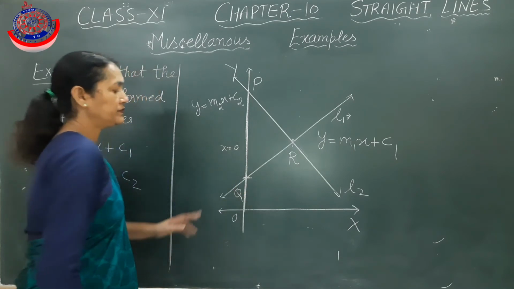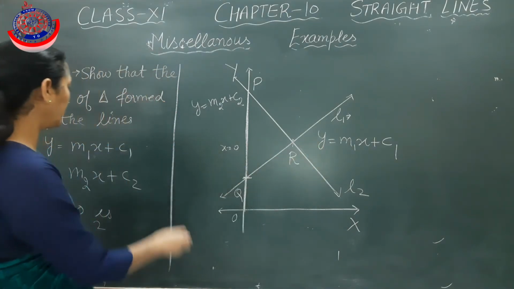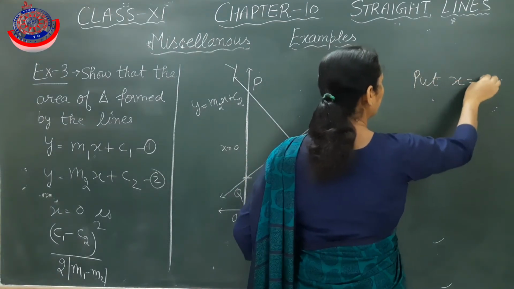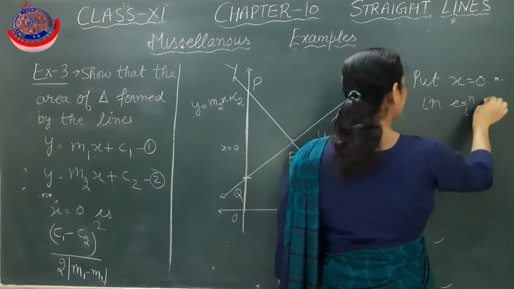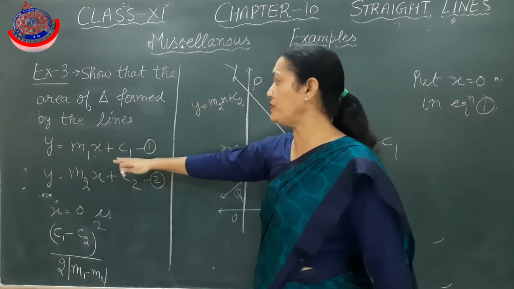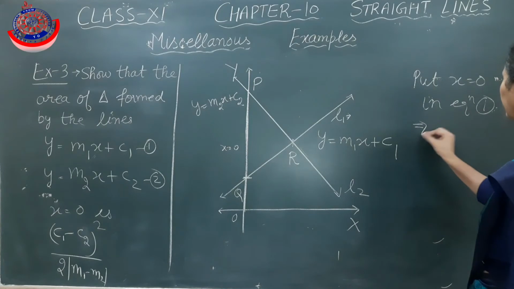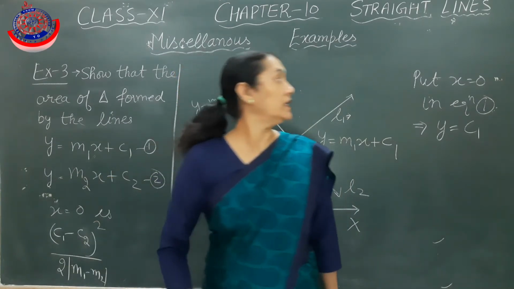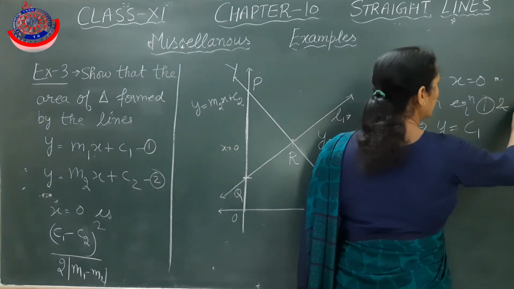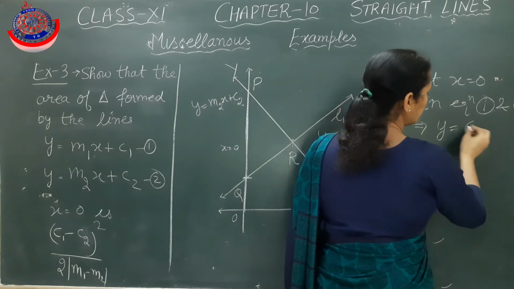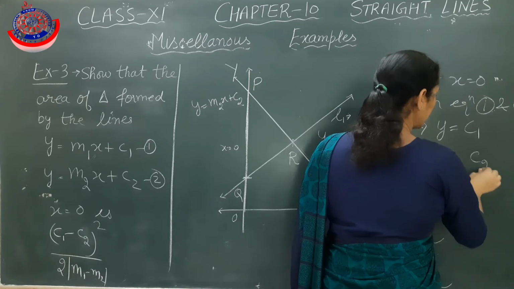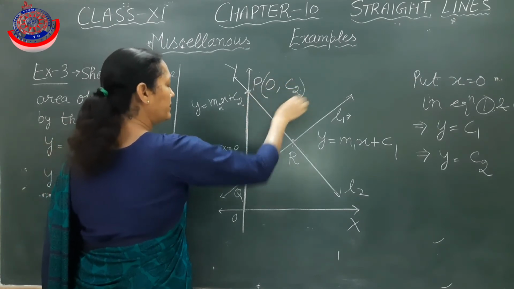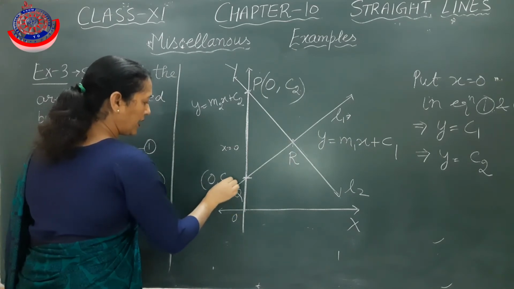Now, if we put x equal to 0 in the first equation and the second equation, if we put x equal to 0 in equation 1, we'll be getting y equals to c1. And if you put x equal to 0 in the second equation, we'll get y equals to c2. So we have got in the first case y is c1 and in the other case y is c2. So what are these points we have obtained? Point P has coordinates 0 and c2, and coordinates of Q are 0 and c1.